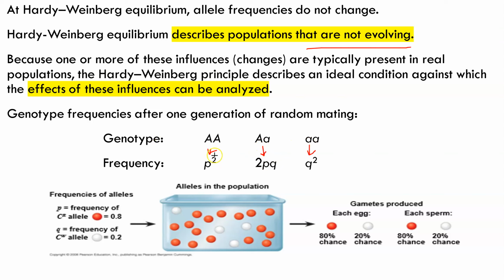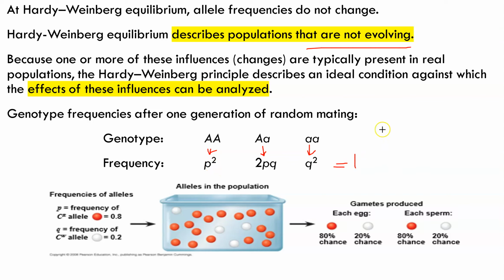You can see that p squared equals homozygous dominant. Heterozygous is 2pq, and homozygous recessive is q squared. All these are frequencies, which means they're percentages, and they all equal 1.